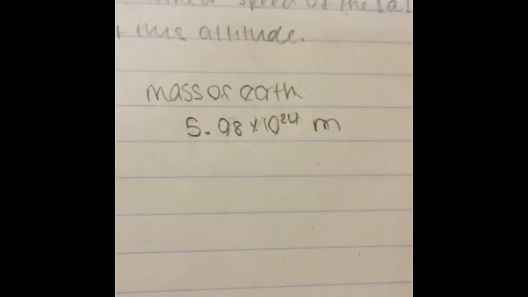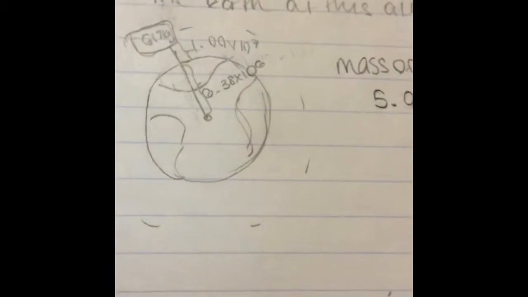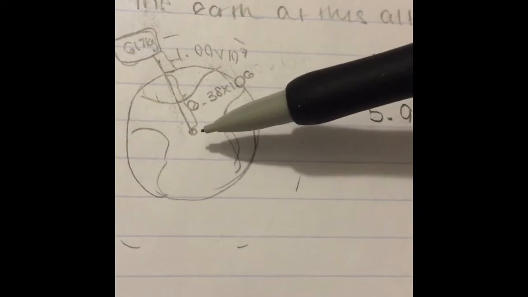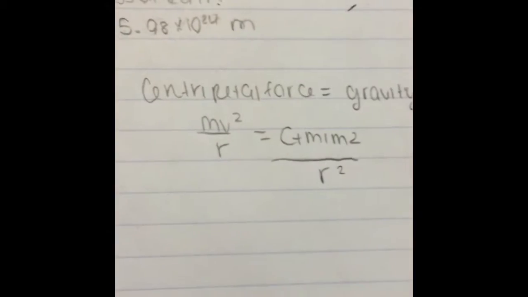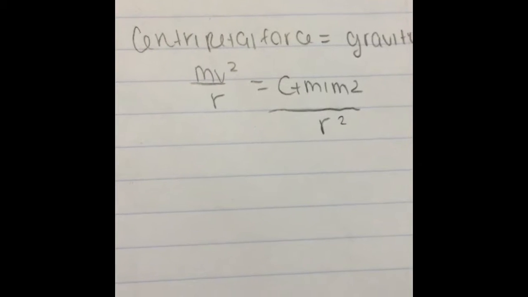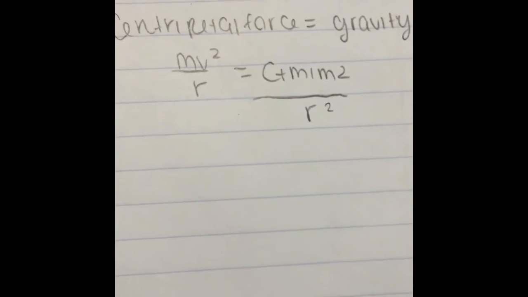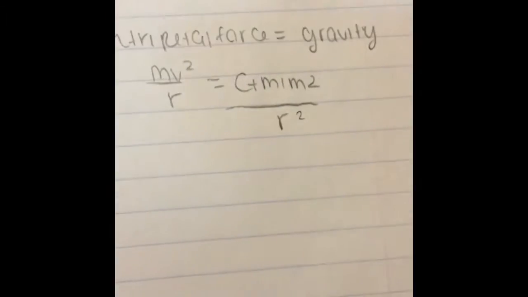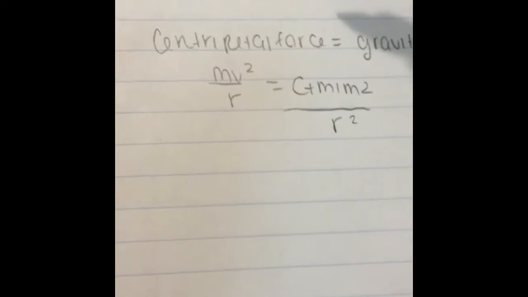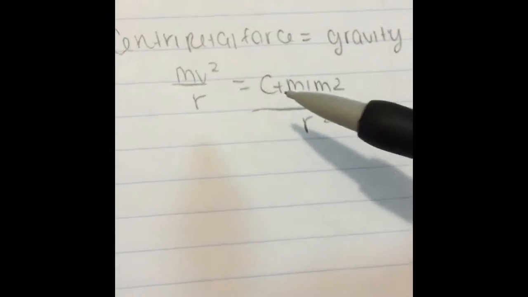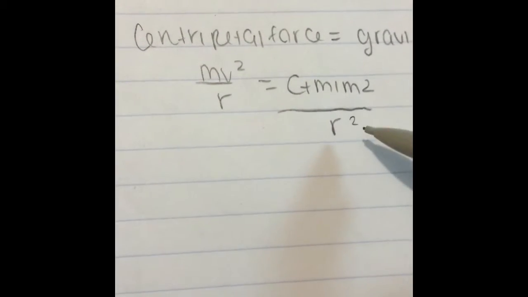And the mass of the Earth, they give us 5.98 times 10 to the 24th. And then they give us the radius, 6.38 times 10 to the 7th. You're probably wondering, what are we supposed to do now? Well, the centripetal force is equal to gravity in this situation because gravity is pointing straight down, towards the center. And so here's the formula, which is found in our reference table.